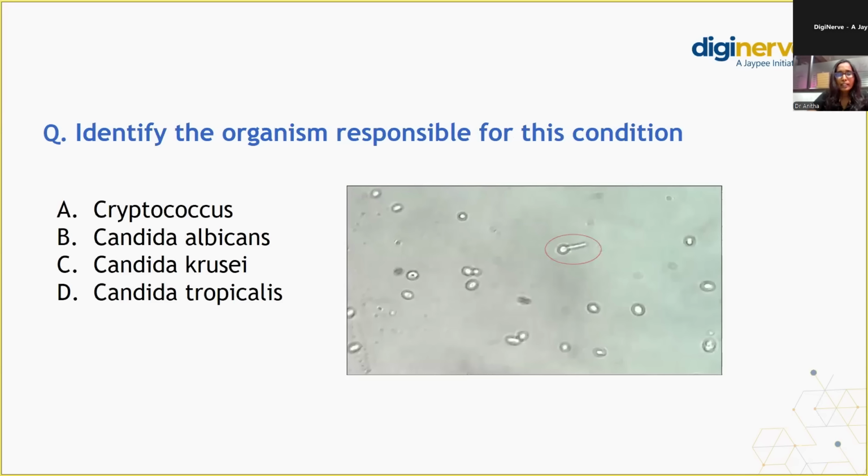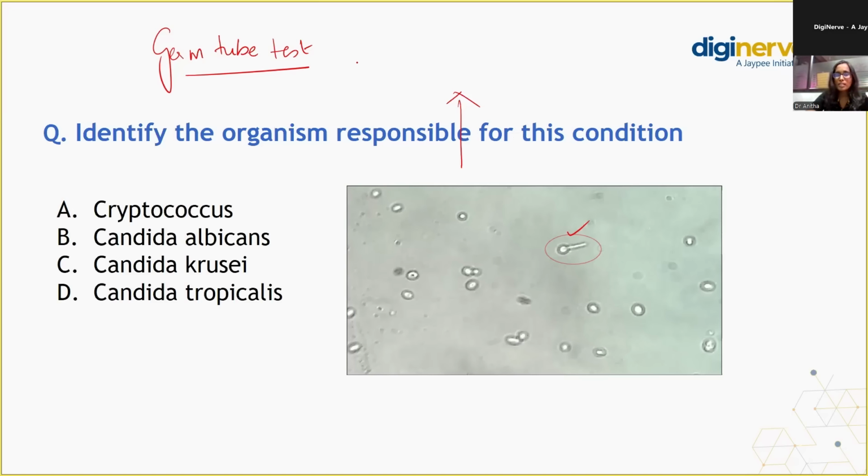Second question, identify the organism responsible for this condition. They have circled it here and asked what the organism responsible for this condition is. So what is this picture actually? This is nothing but the germ tube test. This is ideally done to identify whether the given organism is Candida albicans or not.